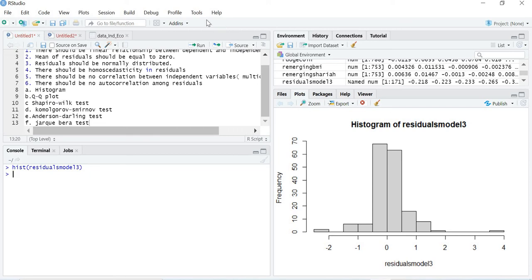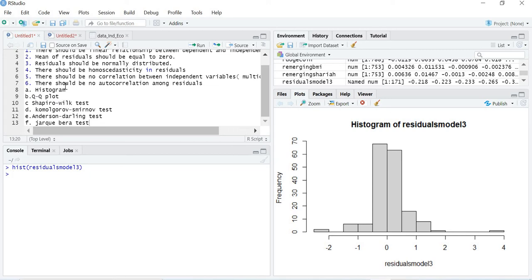Now let's come to the second method, the QQ plot. QQ plot means quantile-quantile plot. Now how can we prove with the help of a QQ plot that the residuals are normally distributed? The question that comes to mind is, what do you mean by QQ plot? What is the role of the QQ plot? The QQ plot compares 2 probability distributions by plotting their quantiles against each other.